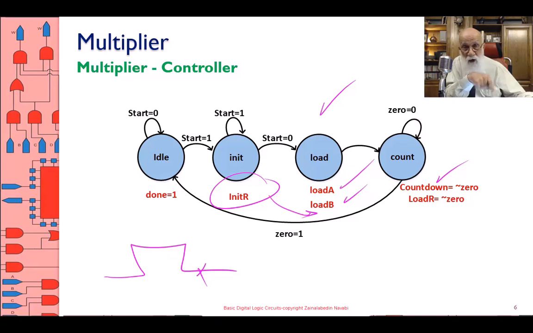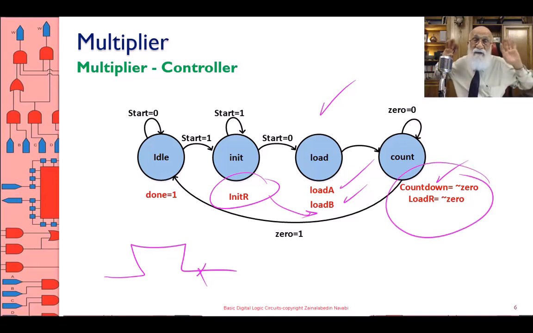At the same time, load R is being issued. Load R, load R, load R for as long as the 0 flag hasn't been reached. When the 0 flag is reached, then you will not count and you will not load. You say, well, I've counted enough, I've loaded enough into the P register, the result register. The 0 flag is 1. Let's go to the idle state, not touch anything, because the result is good. Issue done, and then wait there for the next round. And that is the controller.